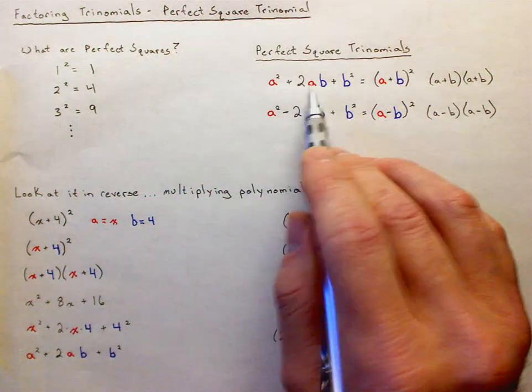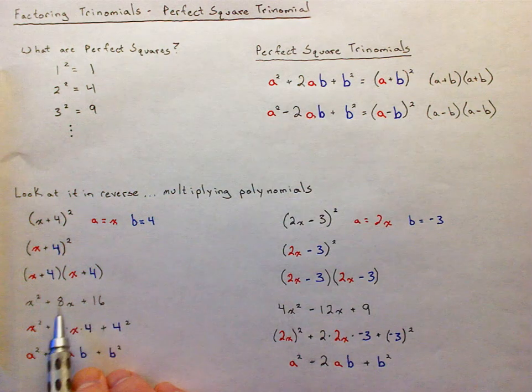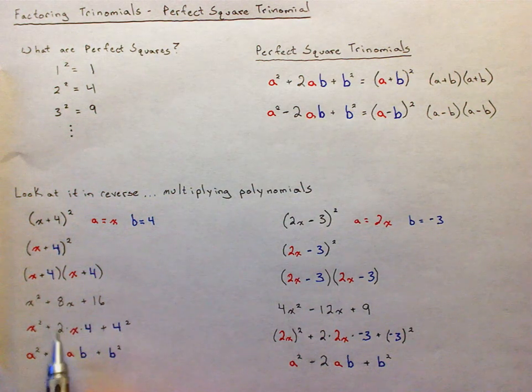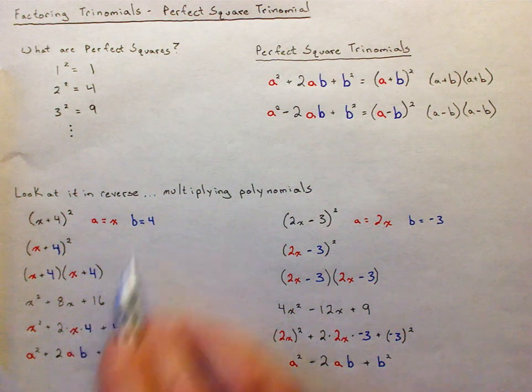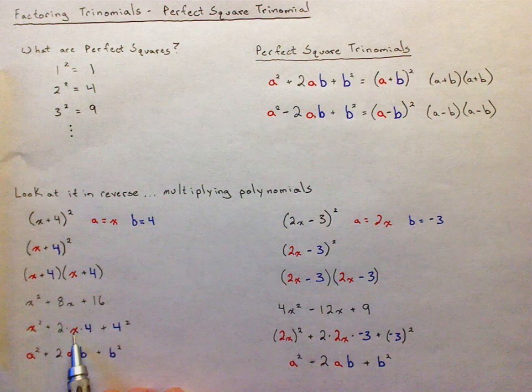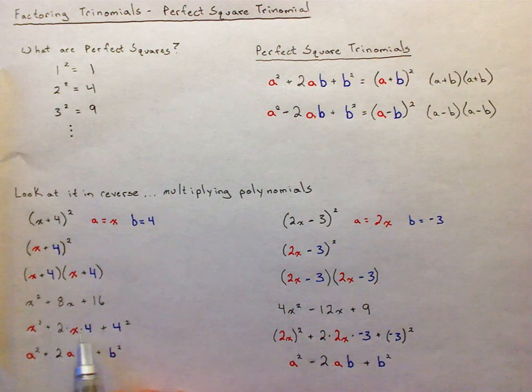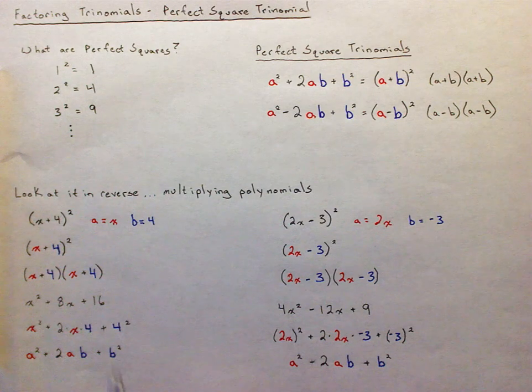The middle term here says 2 times a times b. I can rewrite 2 times a, which is x, times b, which is 4. 2 times a times b, or x times 4, is the same as 8x. And I can rewrite 16 as 4 squared, such that it looks like a squared plus 2ab plus b squared.